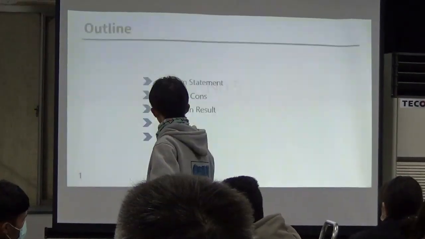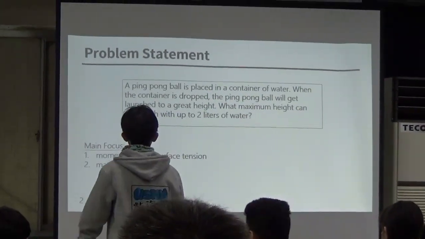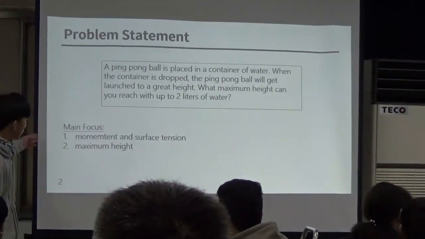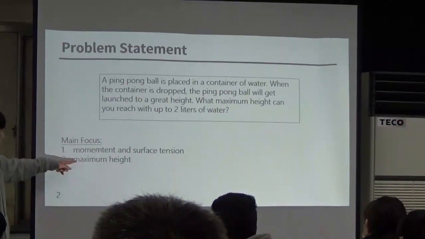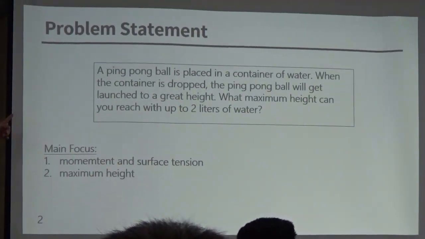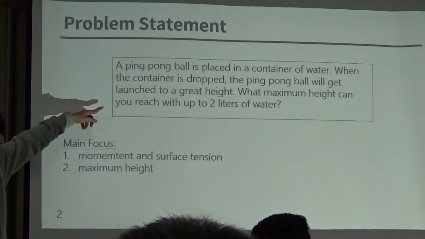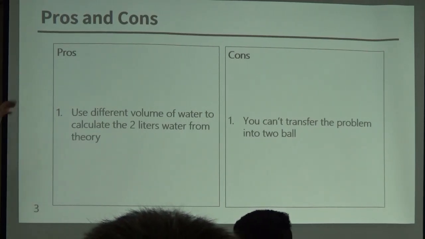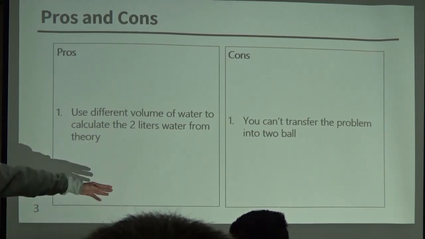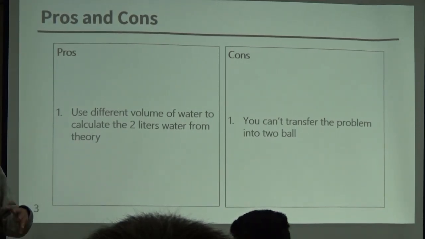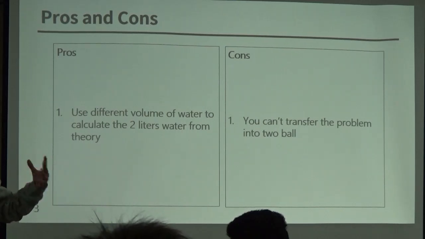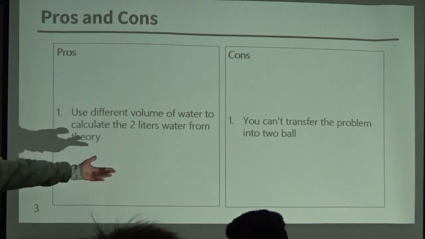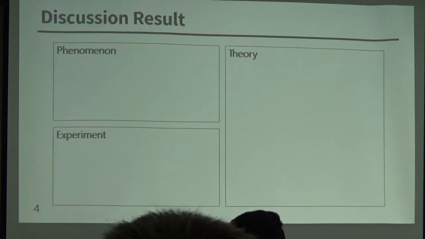So the problem, the main focus is the moment and surface tension. They will also affect, and we are going to find the maximum height. Okay, so their pros and cons. Their pros are they use different volume of water to calculate, the 2 liters of water from zero. And the con is you can't transfer the problem into 2 balls, because water is a liquid and it's different from the ball.